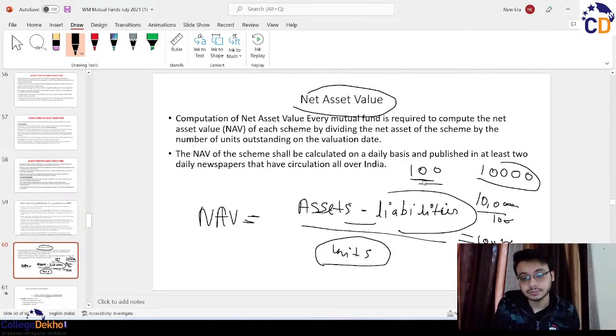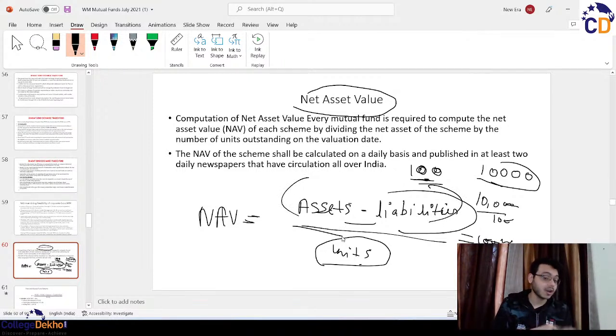Suppose the price is 100 rupees and 10,000 rupees is the amount you have. Then how many shares can you buy? You can buy 100 shares. Same concept in the case of how many units you can get: the asset minus liability, the corpus of the fund, is given, and the NAV is given. Price is to stock and NAV is to the mutual fund. Similarly, you can calculate the units also, how many units will be allotted to you.